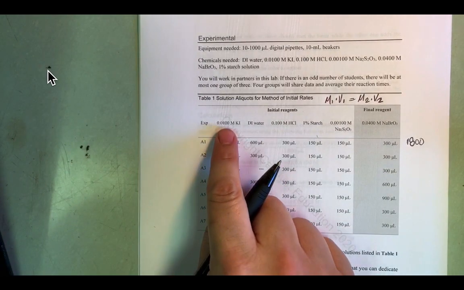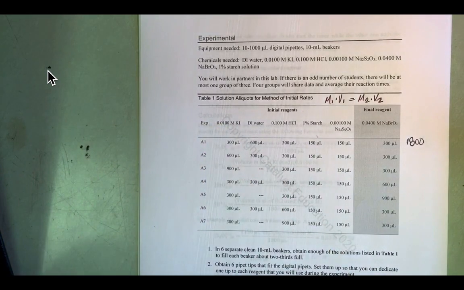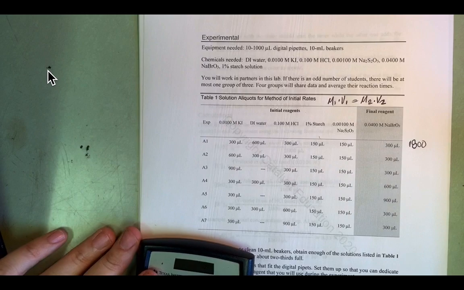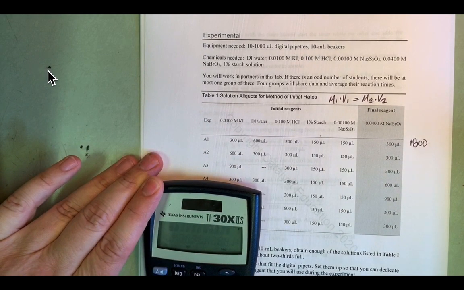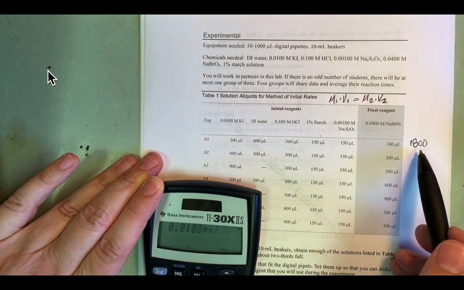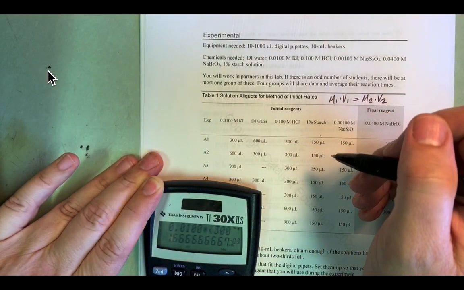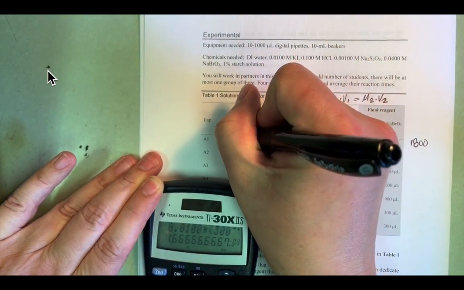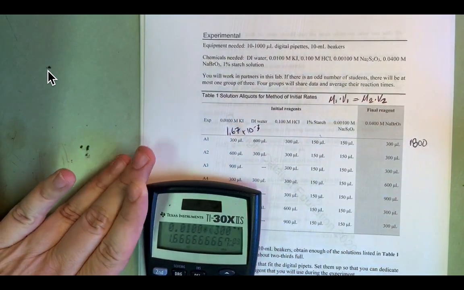Okay, so if I want to know ultimately for this experiment A1, what's the concentration of potassium iodide that's in there, I'm going to take my bottle concentration, 0.0100, and multiply that by 300 over 1800. 300 divided by 1800. And let's go ahead and put all these in scientific notation: 1.67 times 10 to the minus 3.